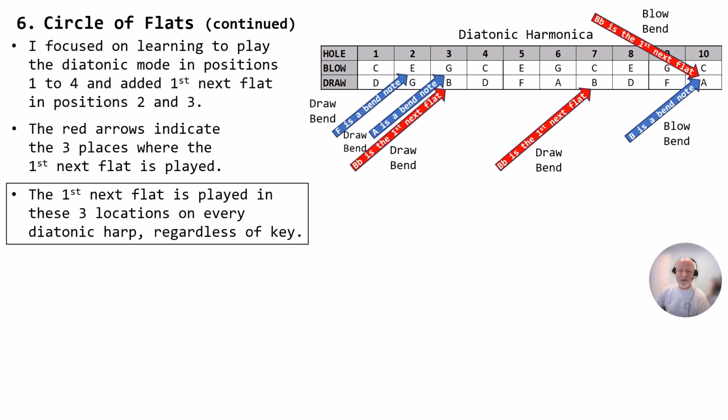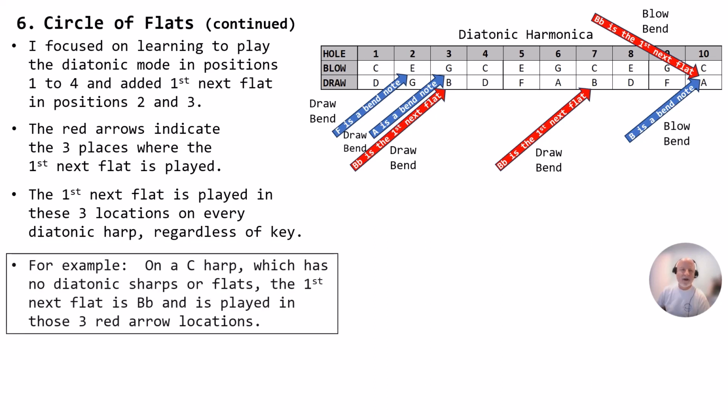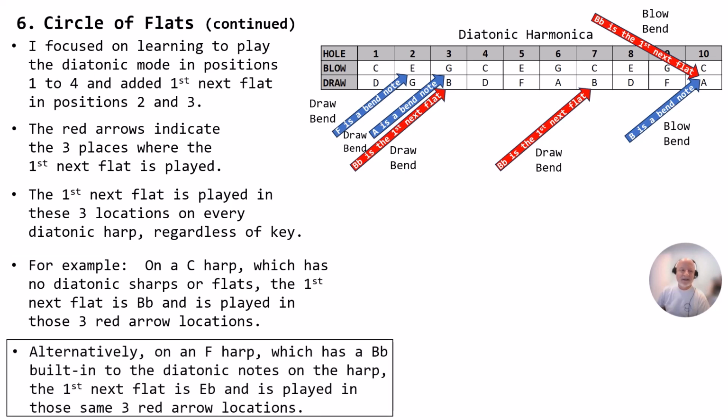So once you figure out how to play these bends, you don't have to learn anything more. They're always in the same spots on your harmonicas. So on a C harp, which has no diatonic sharps or flats, right? C, D, E, F, G, A, B, C, no sharps or flats. The first next flat is B flat and is played in those 3 red arrow locations.